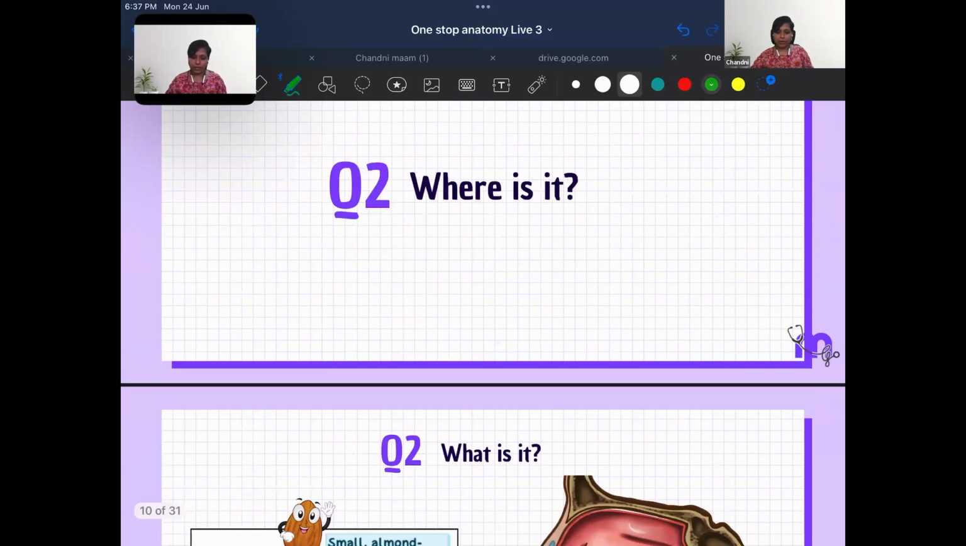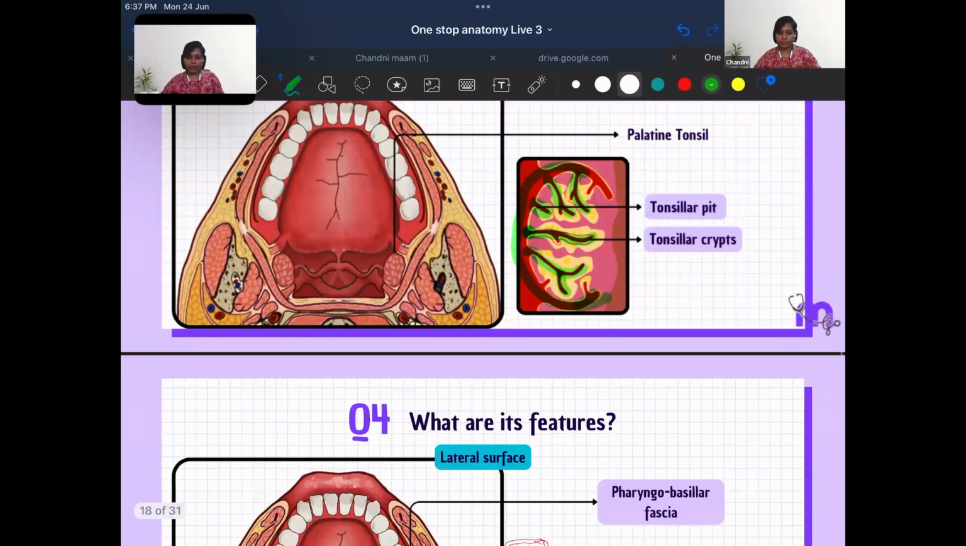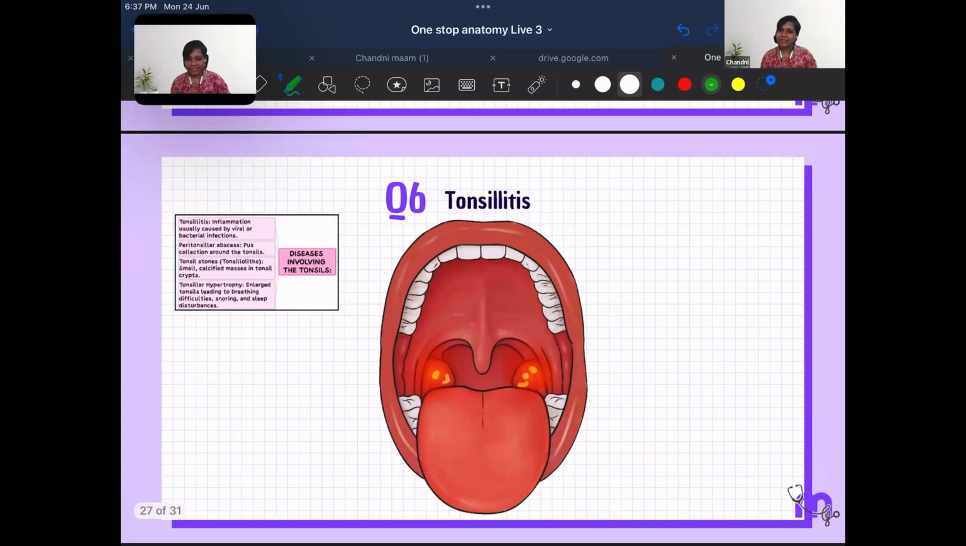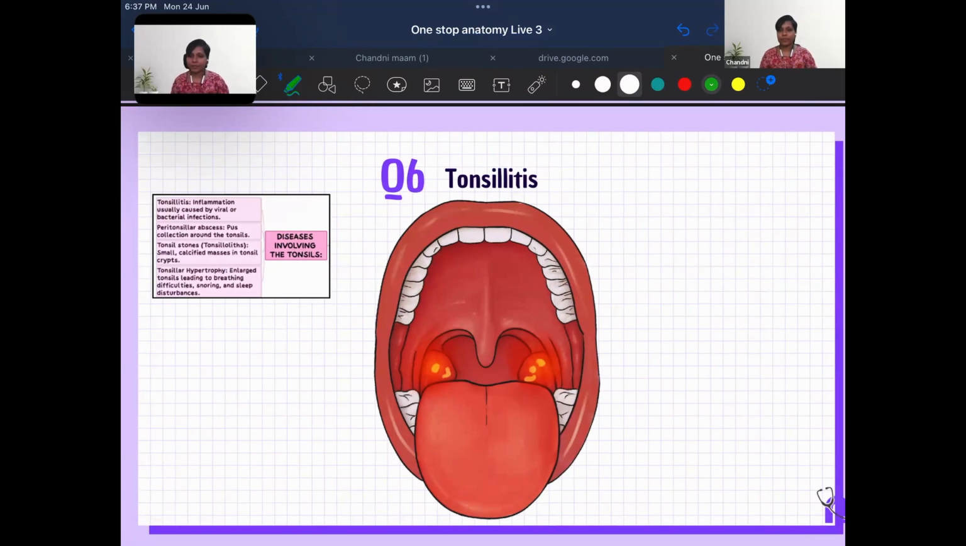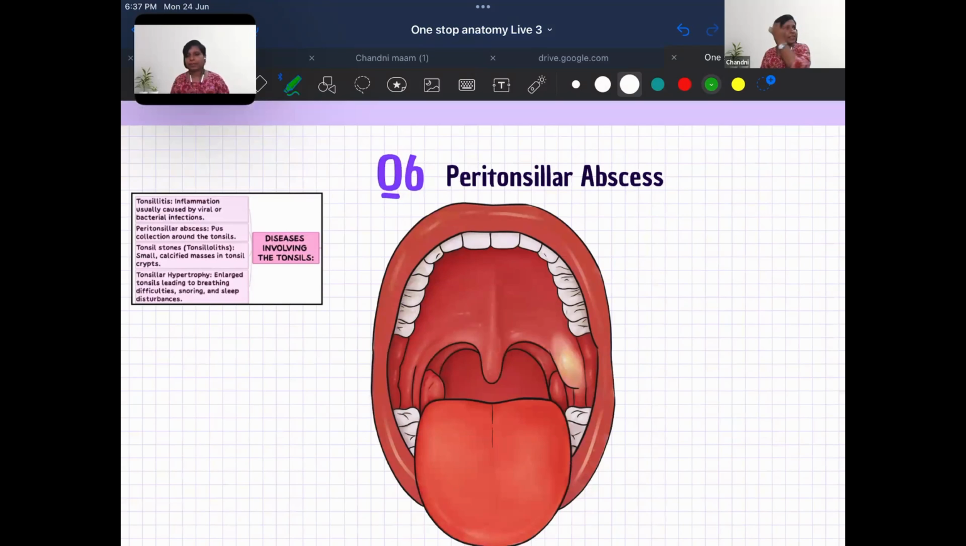Rapid fire round. What is inflammation of the tonsils called? Come on guys, fastest fingers first. Tonsillitis. Itis means inflammation. Yes, perfect. What is a peritonsillar abscess? What is an abscess? An abscess is basically a collection of pus. But it's not like an external thing that will form and then pus. Yes, accumulation of pus.